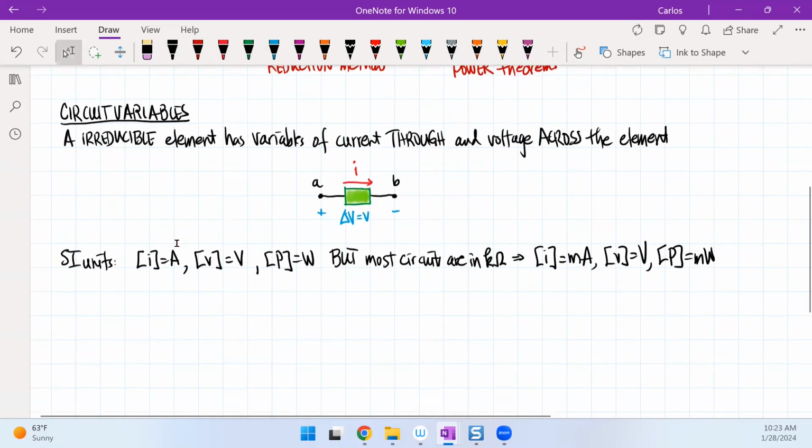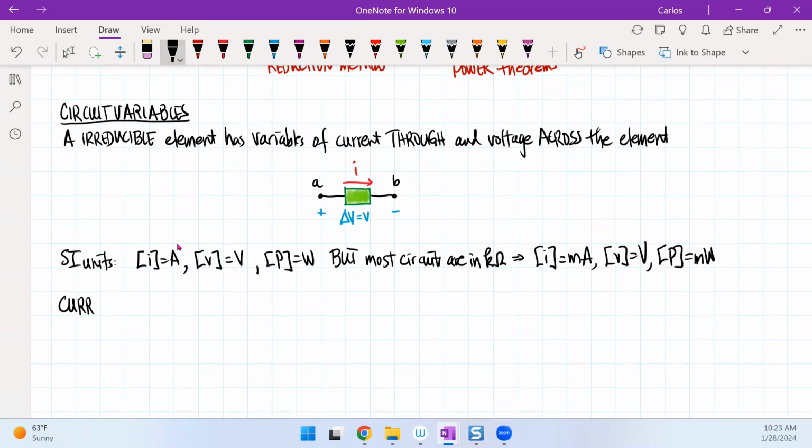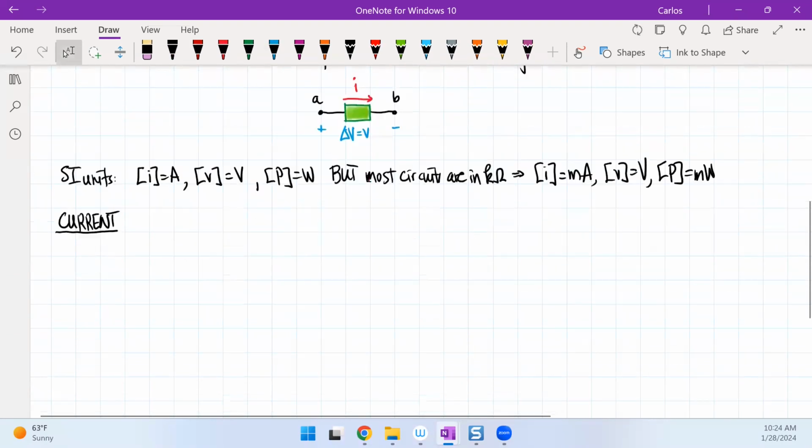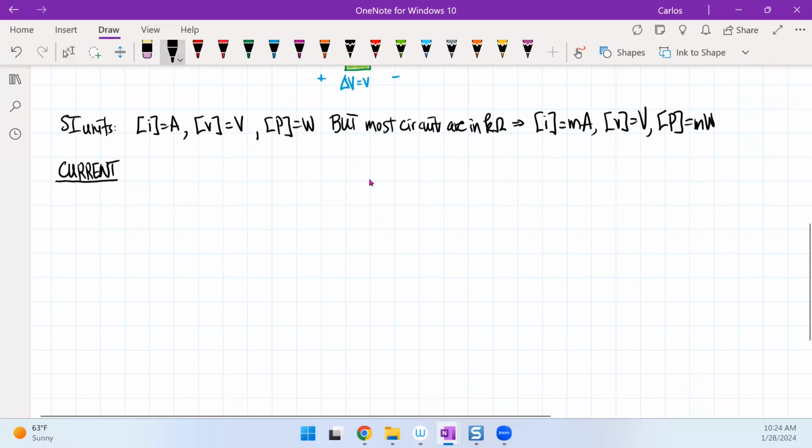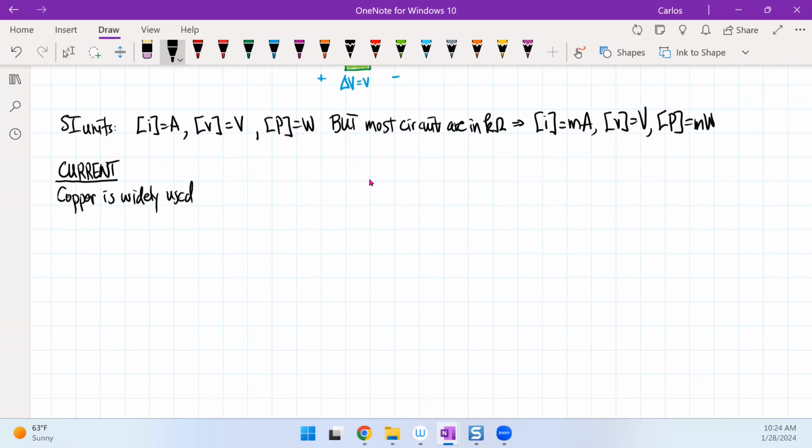Okay, like I said, the variables are current, voltage, and power. In this lecture, we're going to focus on current. That's the first variable that we're going to look at. As we know, copper is widely used in circuits because it's a good conductor. It's not the best conductor, but it's a good conductor.